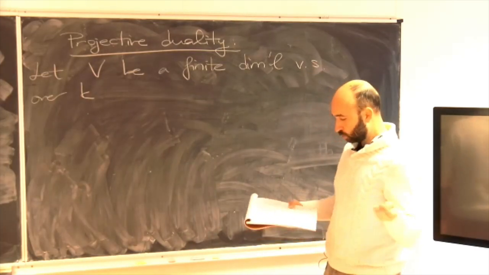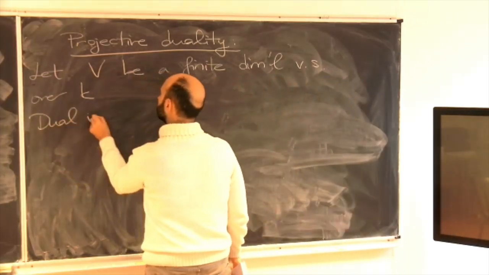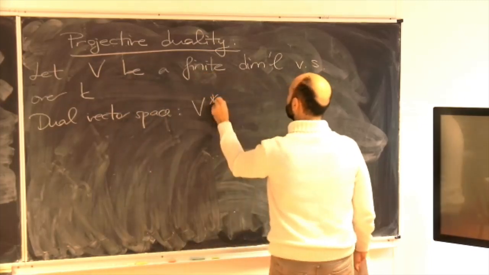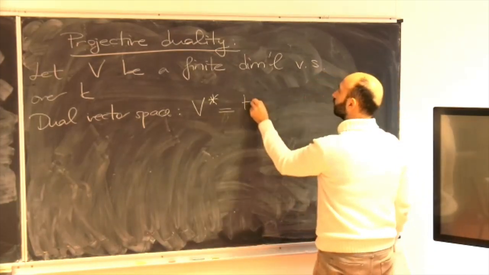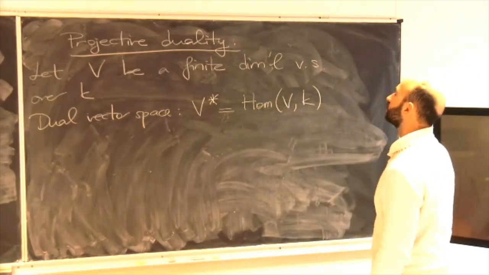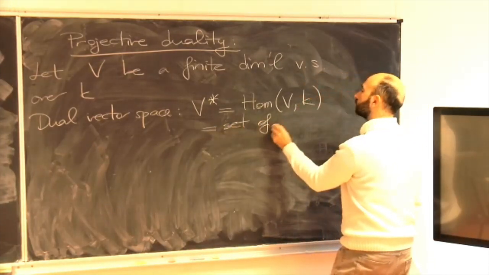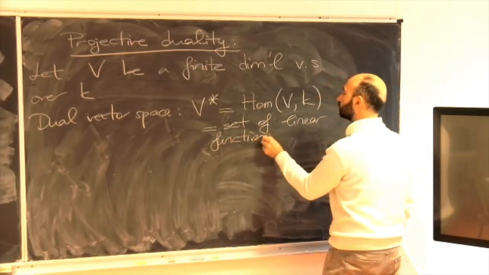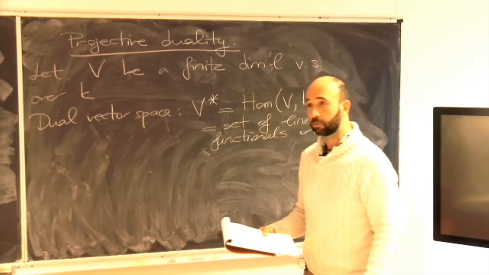Well, in linear algebra, we have the notion of dual vector space, right? The dual vector space, there are various notations for it. I'll use the upper star, V*. Another way to write this is Hom(V, K), the set of linear functionals on V. A fairly familiar object from linear algebra.